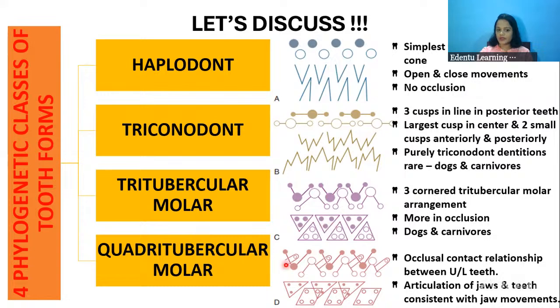And the last one is the quadritubercular molar, which is the most advanced type of dentition, where you can definitely see the occlusion happening between the upper and lower teeth. The jaw articulation and the teeth cuspation are all consistent with the jaw movements, which can also be seen in this quadritubercular model.